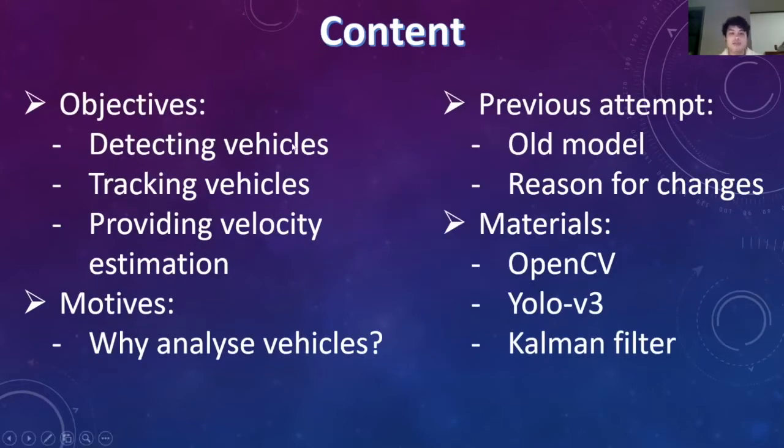So first off is the content. The content will be divided into four parts: the objectives, the motives, our previous attempts, and the materials of our current model. So first, the objectives. There are three main objectives: to detect vehicles accurately, to track them properly, and then to provide a velocity estimation.